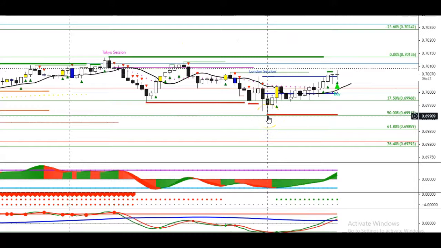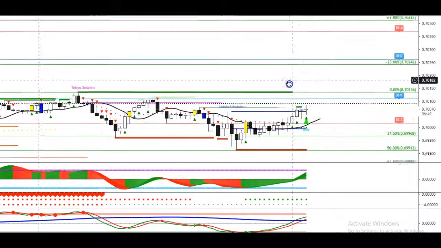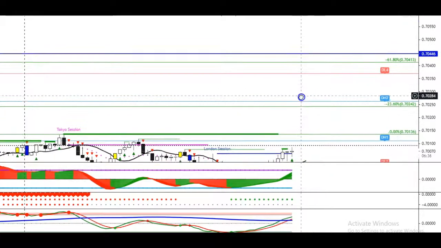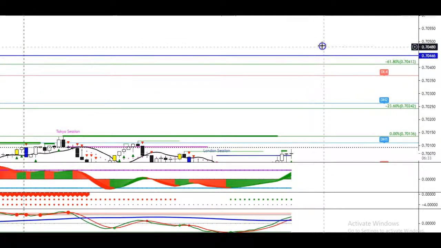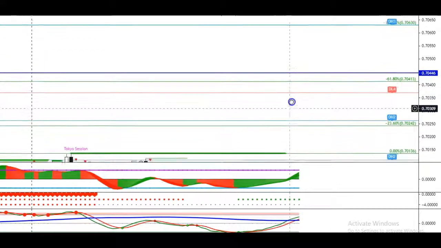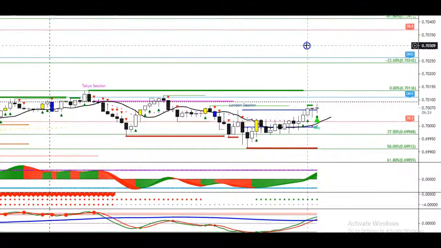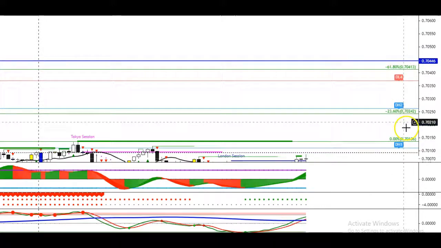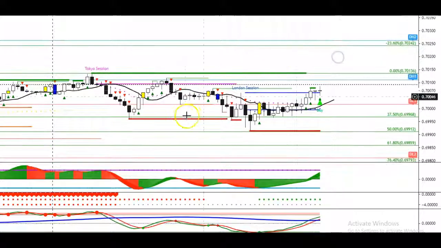Price came to 50%. Okay. This is the first target. Second target. Extended target is the 3 daily high. If we get to this point, we can see maybe a weak sell before manipulation, then there will be covering to the downside.